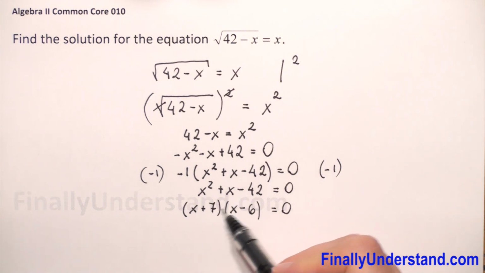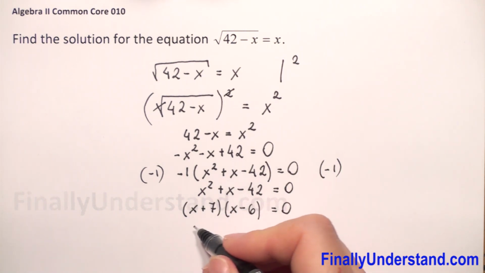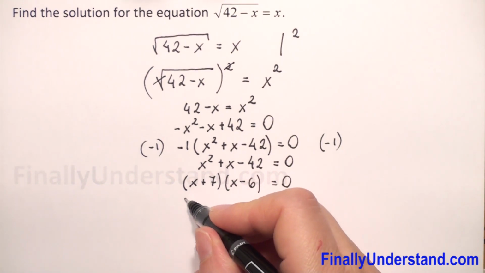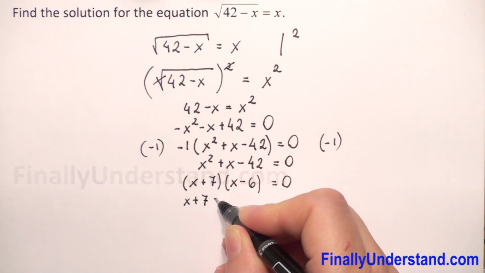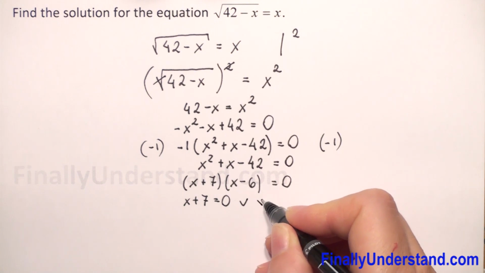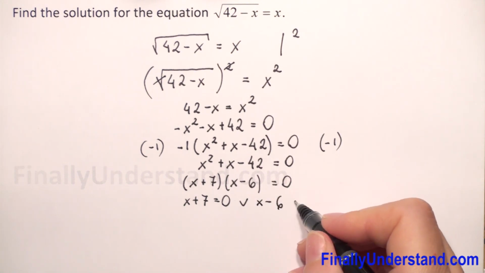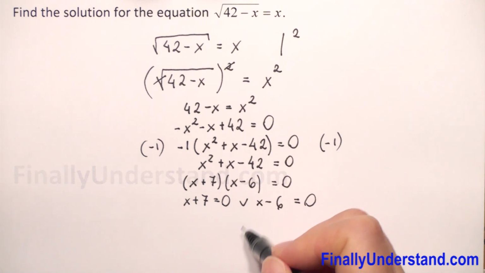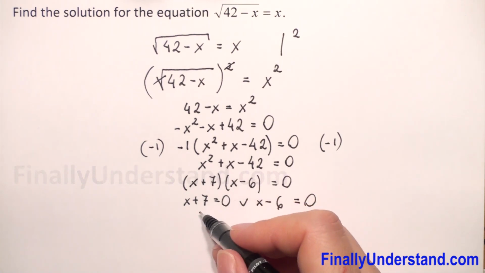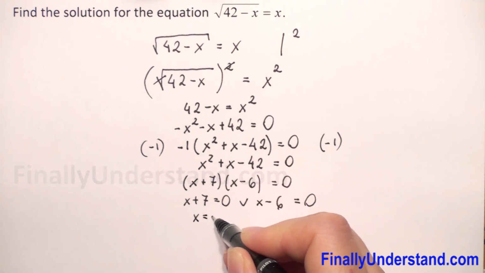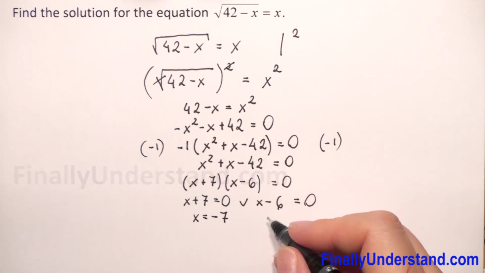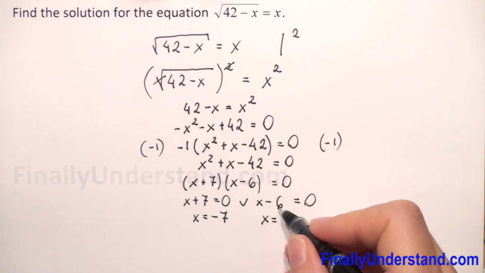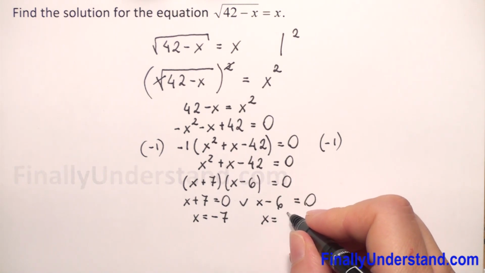And now on the left side we have a product. When will this be 0? When x plus 7 will be 0, or x minus 6 will be 0. So we have to solve two linear equations. I will move positive 7 to the right, so x is equal to negative 7, or x is equal to, negative 6 to the right, so it will be 6.